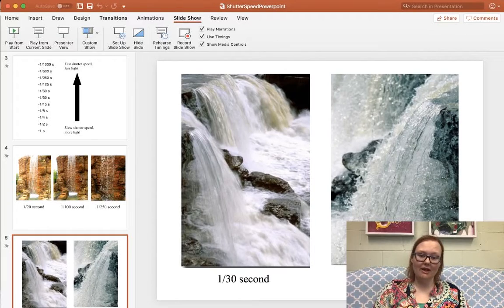So you can see on the left, I get this really nice flowing, beautiful, calm water. And then on the right, I get a more energetic, bead-like effect with the way the water is framed. If you have heard of light painting, this is a good project to try that out with.